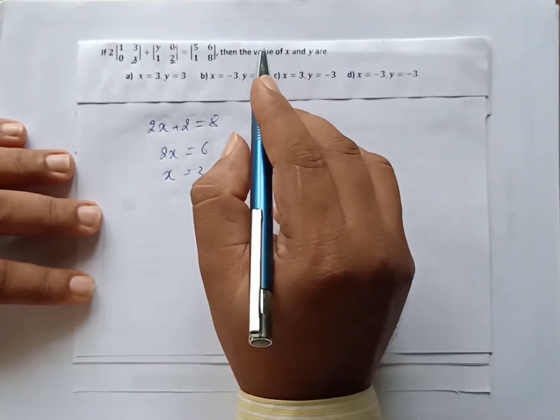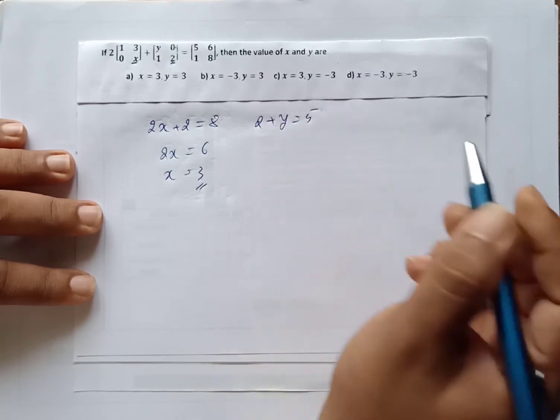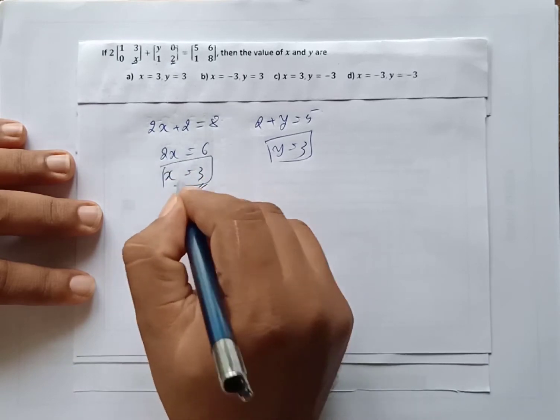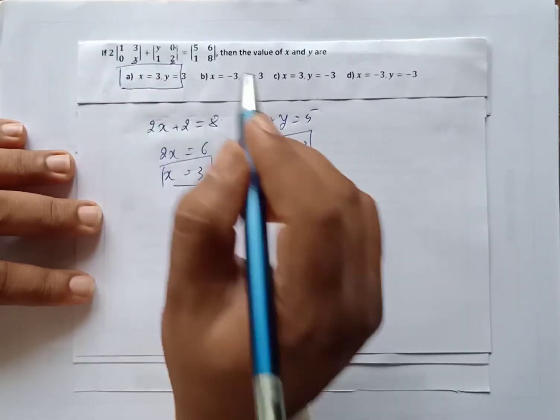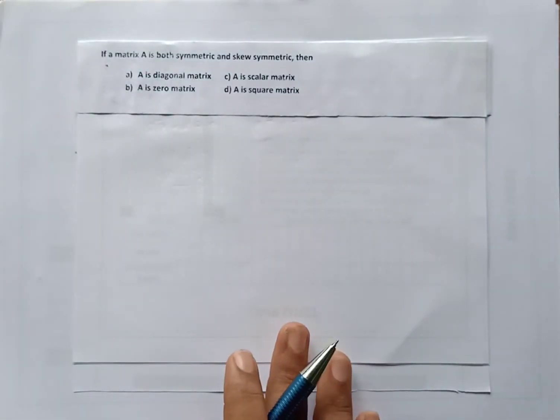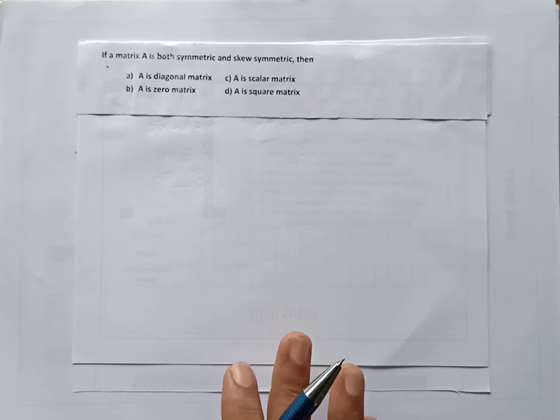How to find the value of y? Very simple. 2 into 1, 2 plus y is equal to 5. Equate. So y will be 3. So both are same. X is equal to 3 and y equal to 3. That is option is the correct one. Remember, all these questions appear in different years of Karnataka CET paper.